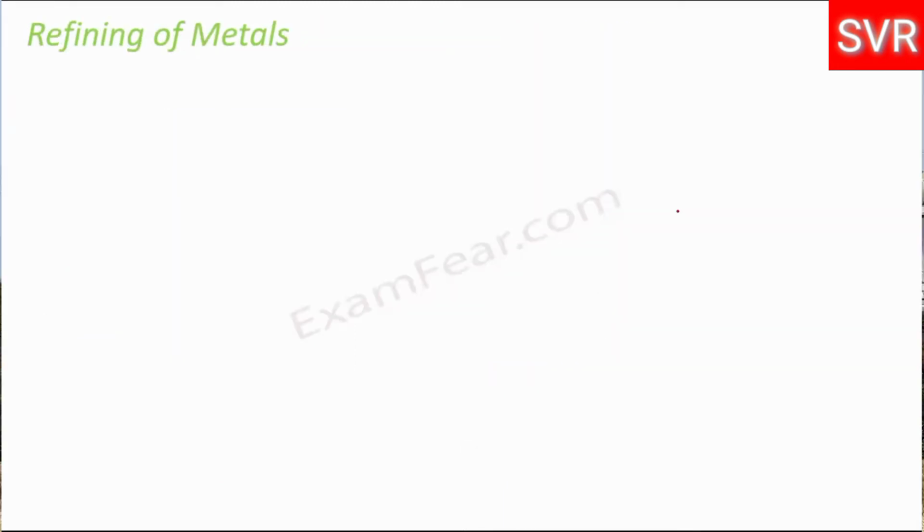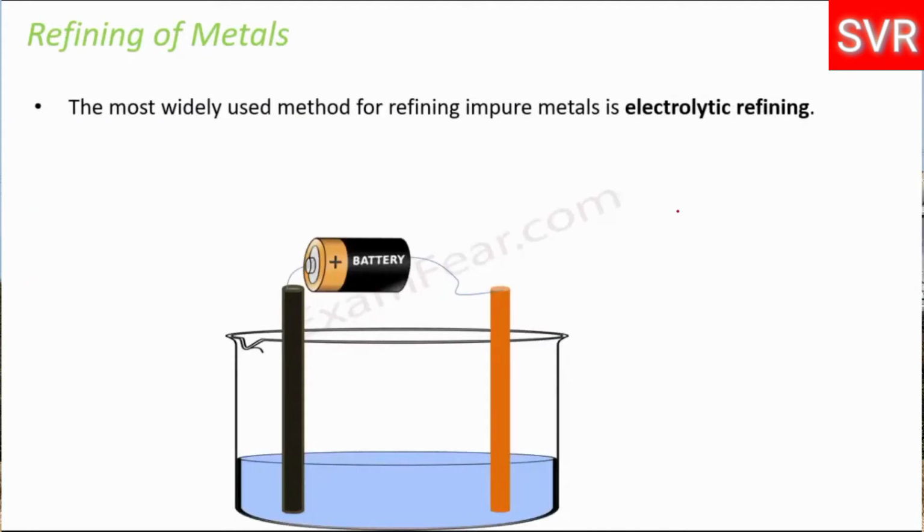After metal extraction is done, then comes refining of metals. And the most widely used method for refining impure metals is electrolytic refining. So let us look into it in more detail to understand electrolytic refining. From the name only, we understand that here the process of electrolysis takes place. So what happens is we have this setup where the impure metal is the anode.